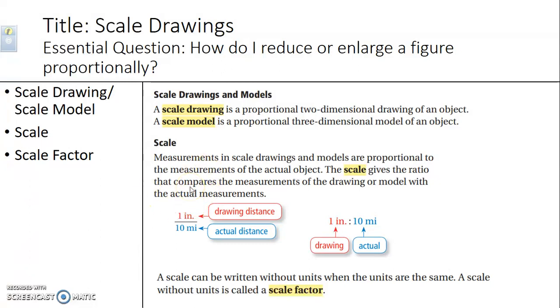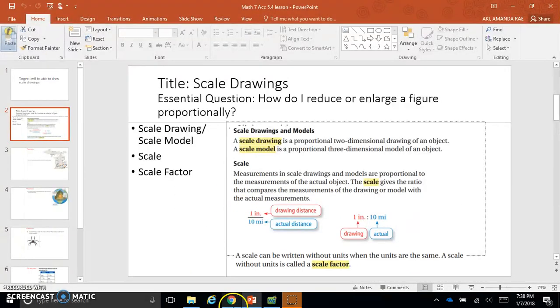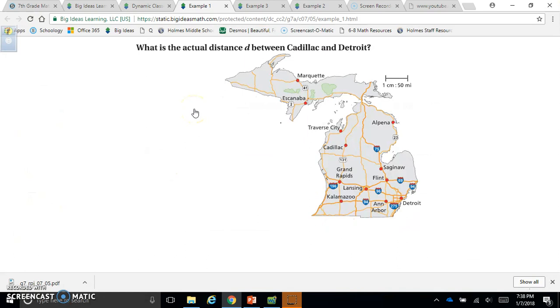So let's go ahead and get started in example 1. Again, this is where I'm telling you I had some slight technical difficulties. So we are going to look at it, and I'm going to show you electronically how this works. Our first example: what is the actual distance between Cadillac and Detroit? Here's Detroit, and here's Cadillac. To find the actual distance, we have to have this paper printed off in front of us. Like your homework has the paper in front of you, print it off. Quizzes will have a paper printed off for you. And the scale right here.